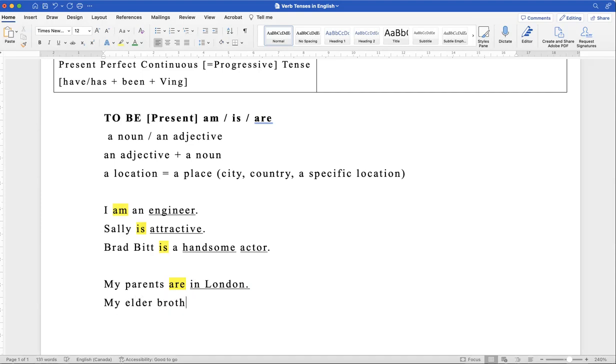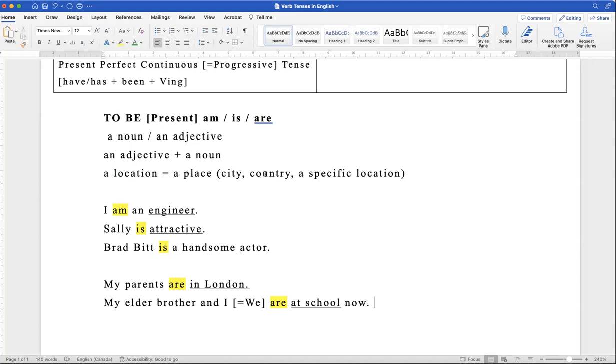My elder brother and I are at school now. So here, my elder brother and I means we. So we are at school now. Here "are" is to be, present form, and school is the location. So it's about the location, place, where we are, a specific location, at school, at hospital, at university. So this is how we use to be.